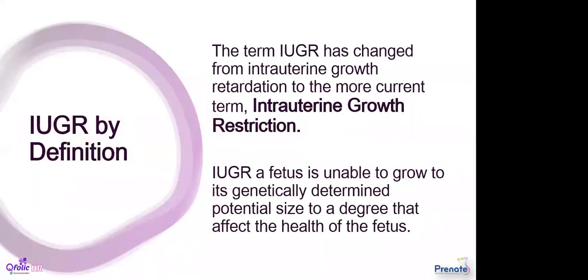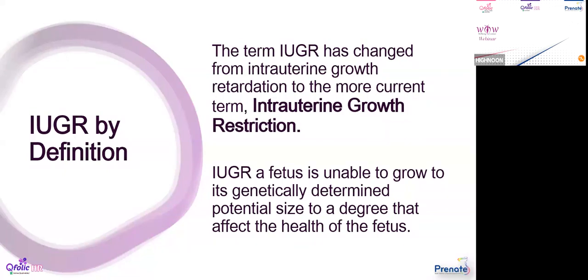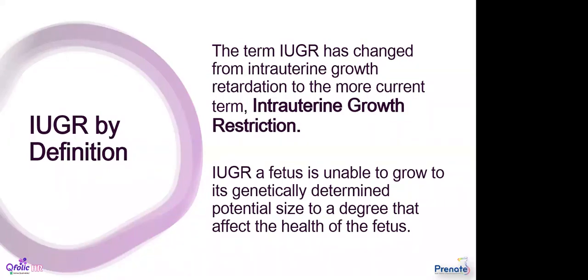Previously, this term was used like intrauterine growth retardation. Now it has been recently replaced by the term intrauterine growth restriction. IUGR or IUFGR is the fetus who is unable to grow to its genetically determined potential size to a degree that affects the health of the fetus.